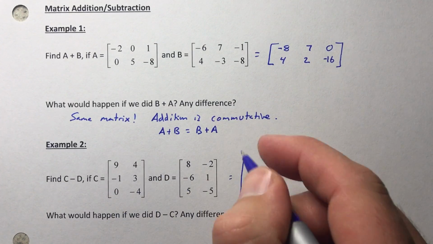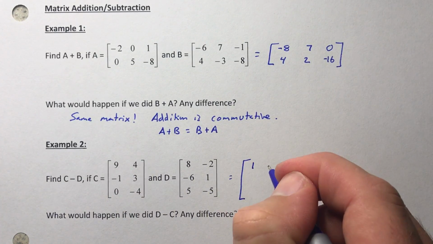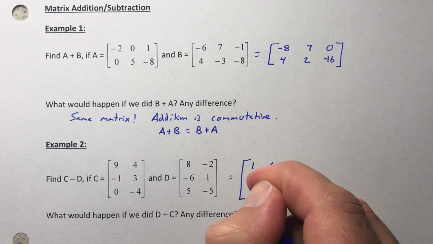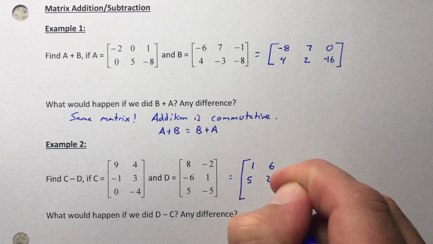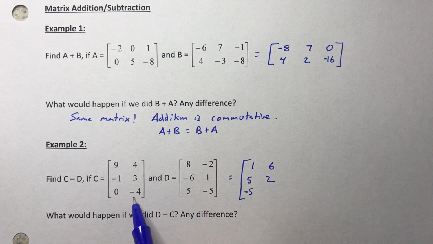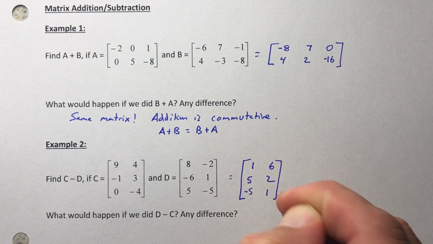So 9 minus 8 is 1. 4 minus a -2 is like 4 plus 2, so I get 6. -1 minus a -6 is 5. 3 minus 1 is 2. 0 minus 5 is -5. And -4 minus a -5 gives me a +1.